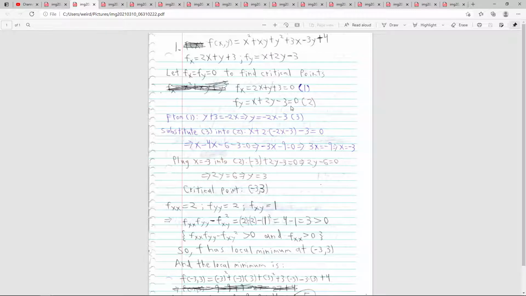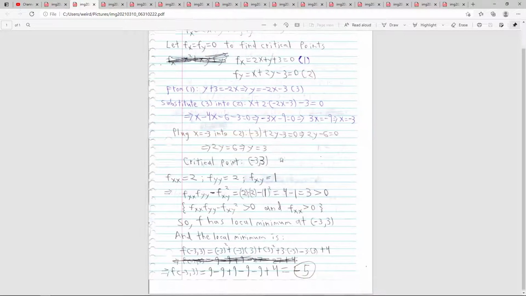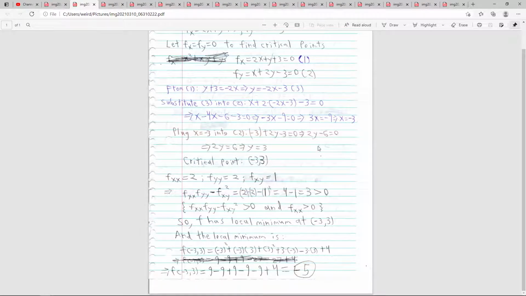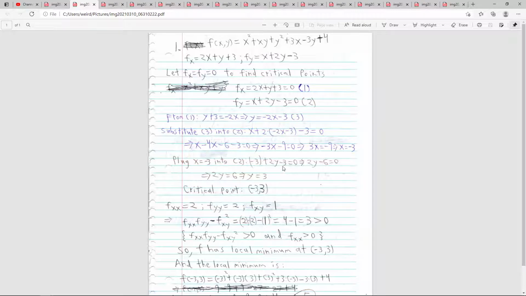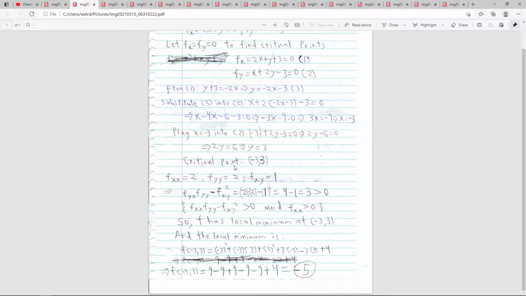You could technically just subtract by double this product, and you'd eliminate x and just have y. But regardless, sometimes you have to use what you can, depending on the situation. This one would be easily solved many ways, basically, as linear equations. The critical point is negative 3 from x and 3 from y. That's what it is. That's the only one.